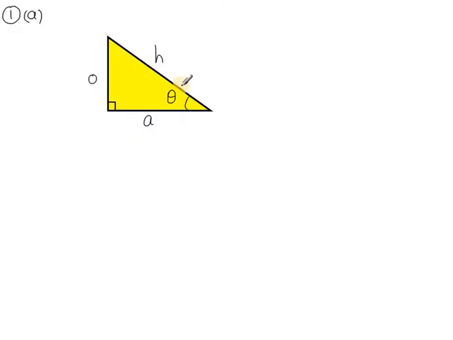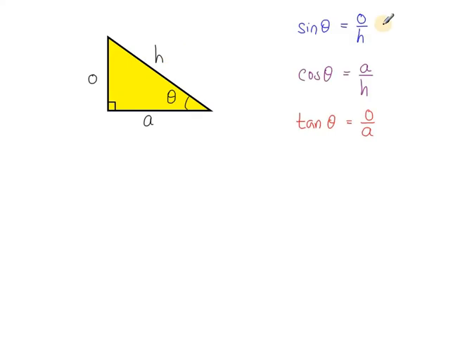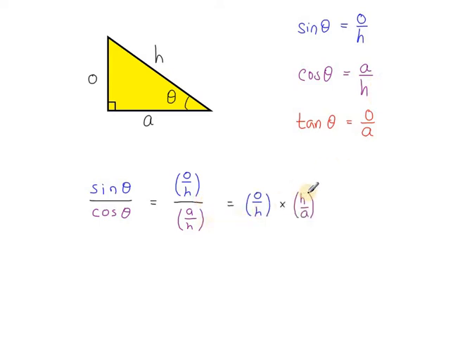Example 1, starting with the right angle triangle, you've got the angle, adjacent to the angle, opposite the angle, and the hypotenuse. The sine, cos and tan ratios. Sine theta divided by cos theta, we get these fractions from here. When we divide by a fraction, we multiply by its reciprocal, and the h here and the h here can cancel, leaving us with the opposite over the adjacent, which is tan theta. So sine theta over cos theta is equal to tan theta.